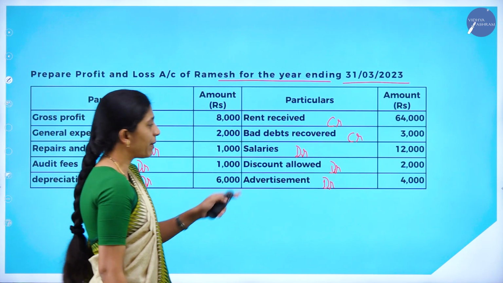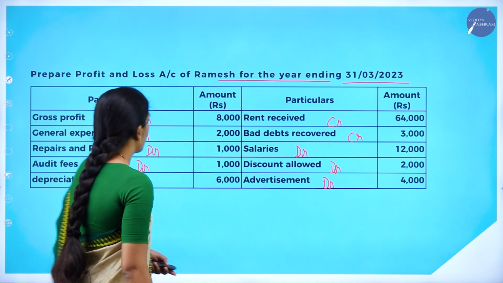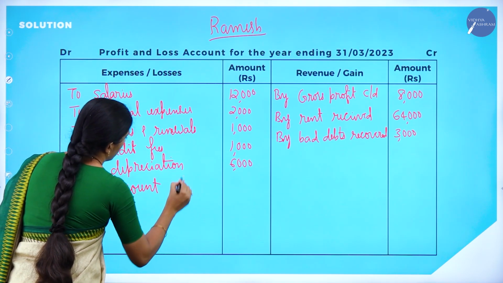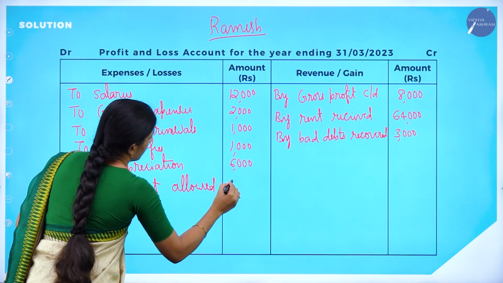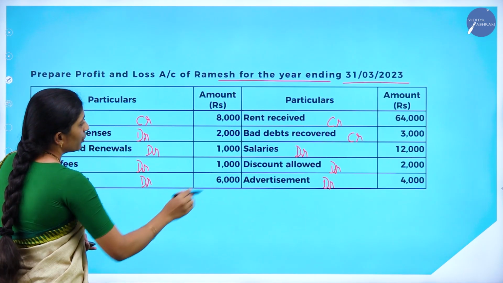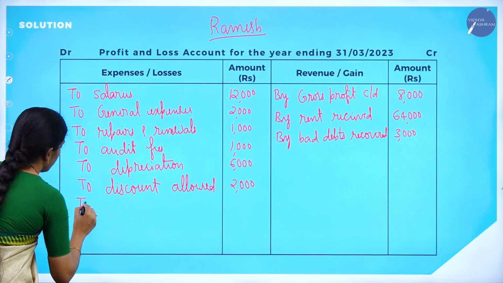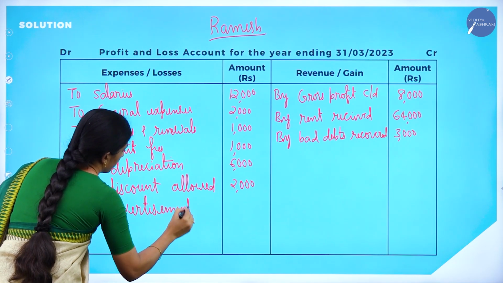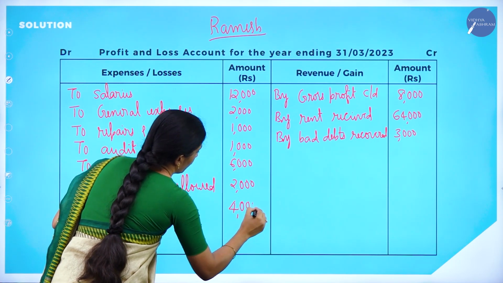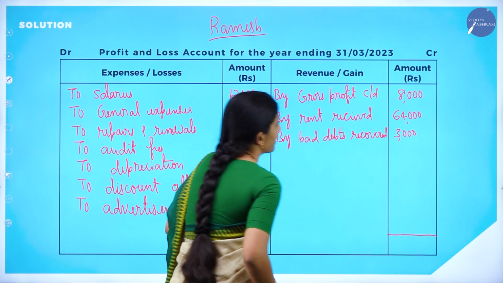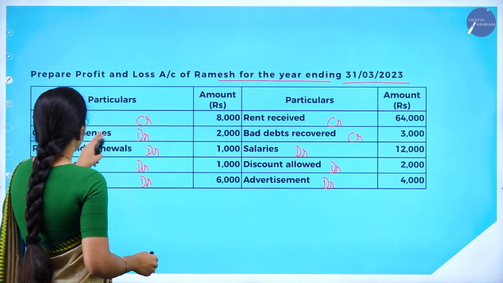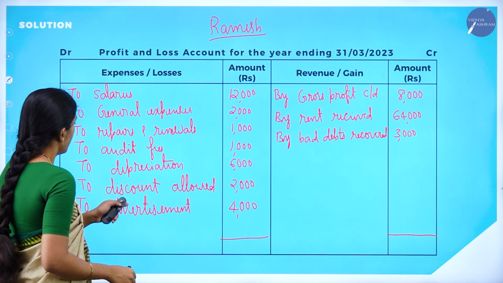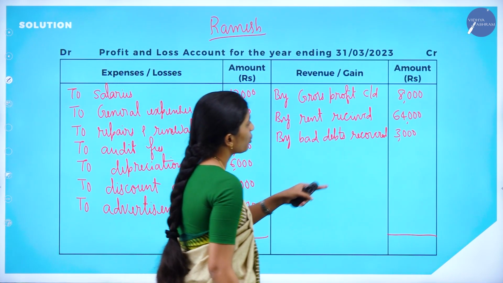Then rent received is done, bad debts recovered done, salary is done, discount allowed 2,000. To discount allowed, that is 2,000. To advertisement, 4,000. So all the expenses are done. So let's see once again. How many expenses are there? 1, 2, 3, 4 and 5, 6, 7. So let's see whether we have recorded. Yes, we have recorded.